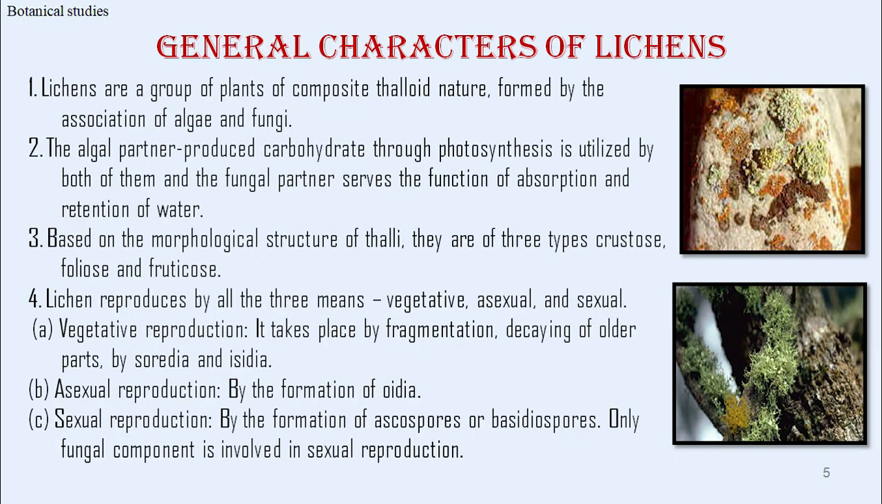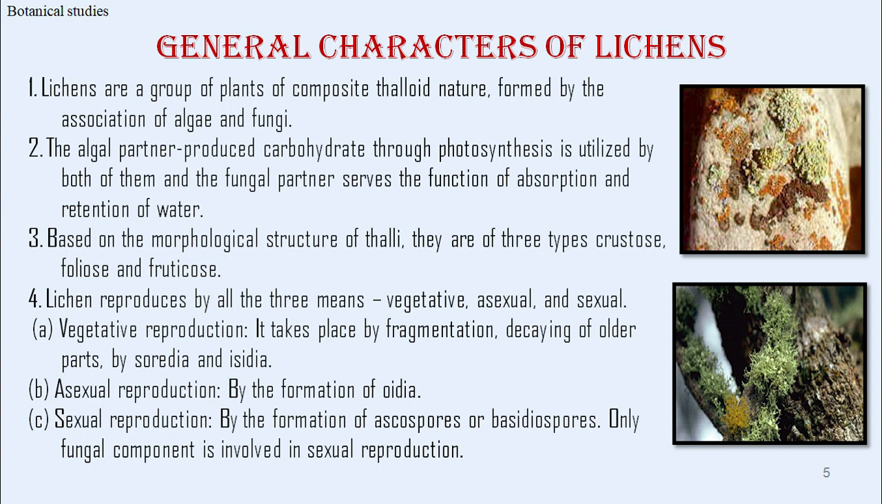Let us now study the general characters of lichens. Lichens are a group of plants of composite thalloid nature formed by association of alga and fungi. The algal partner produces carbohydrate through photosynthesis, which is utilized by both of them, and the fungal partner serves the function of absorption and retention of water. Based on morphological structure of thalli, there are three types of lichens: crustose, foliose, and fruticose.